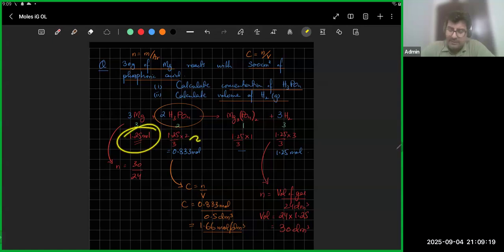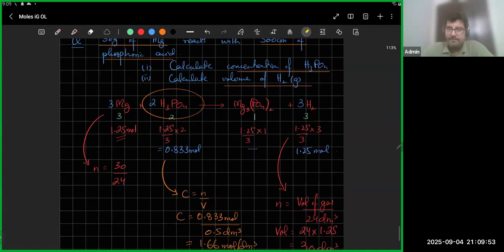Once we got the moles using ratios, we were able to figure out the moles of everything. And then we just answer what he's asking for. Once the moles of everything are known, then whatever he's asking for, just answer that. Use the concentration formula, and you will get your mole per dm cube. If you want the volume of gas, use that formula: moles is volume of gas divided by 24 dm cube, and you'll get your answer. Okay? So is this clear?